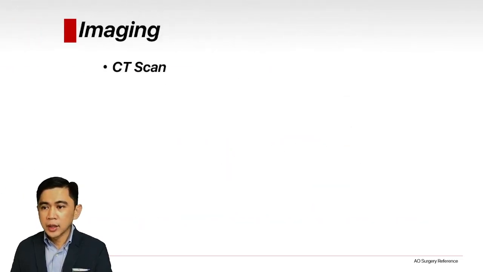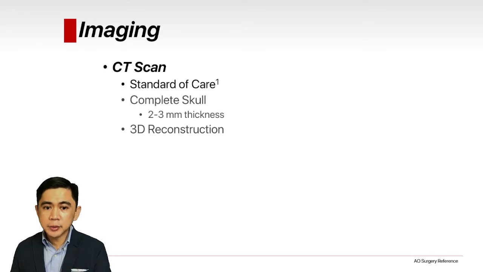Imaging. CT scan with 3D reconstruction is the gold standard for assessment of fractures, and the advised protocol is a complete CT scan of the skull with 2 to 3 mm thickness. The CT scan slices can be reformatted in the computer to produce a 3D reconstruction. Alternatively, you can just obtain the CD from them and reconstruct the 3D view using software on your laptop or even on your tablet, and you just have to look for DICOM readers.